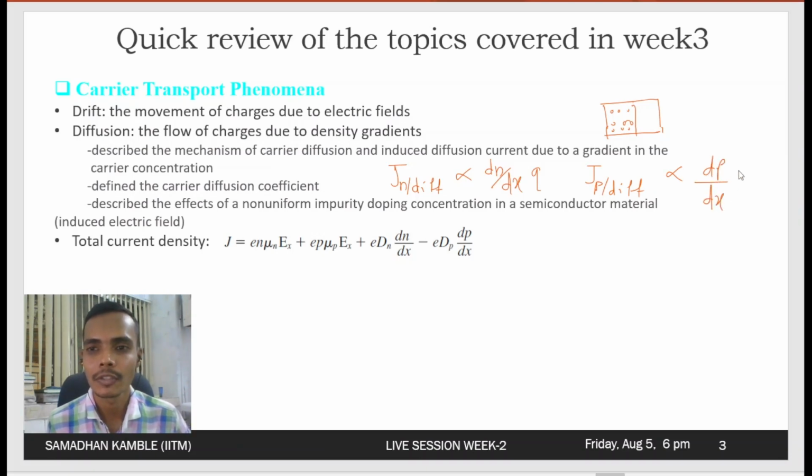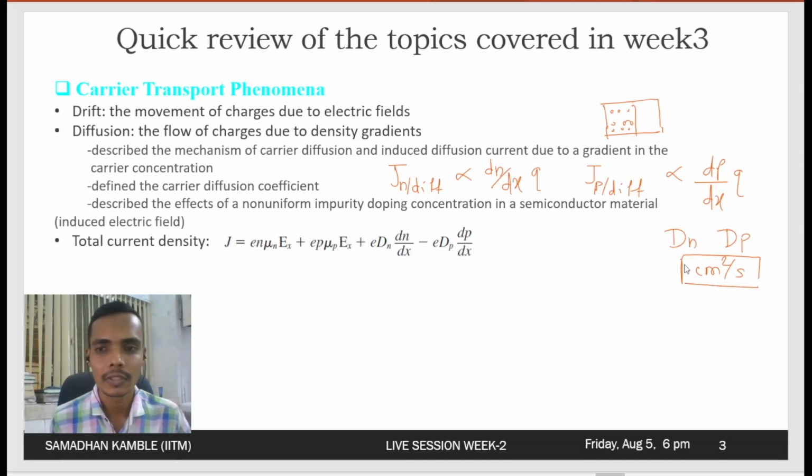We are considering one dimension, and also the charge, and the proportionality constant in these two equations is called the diffusion coefficient. So the electron diffusion coefficient is Dn in the electron case, and the hole diffusion coefficient Dp in the holes case. Its unit is centimeter square per second. So you need to have a look at the units as well, so that in the problems you'll understand how these can be helpful.